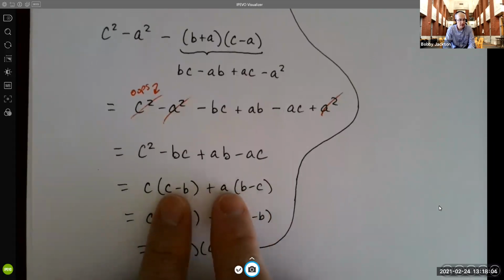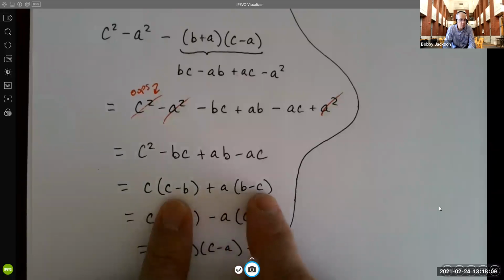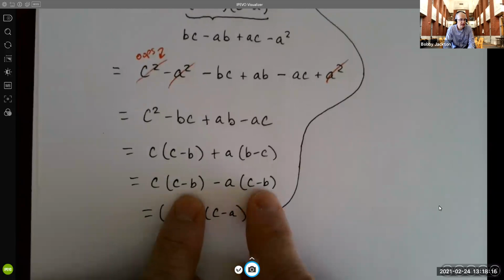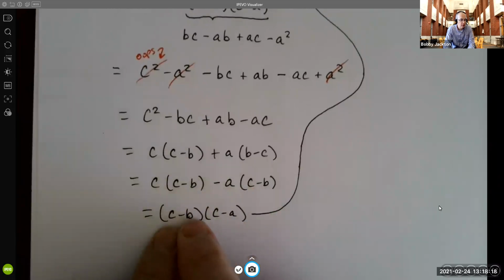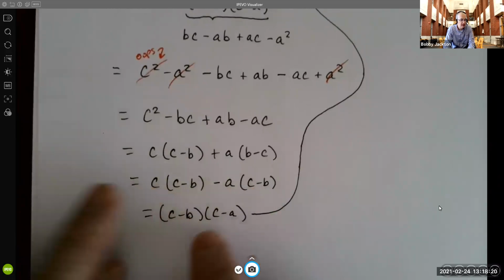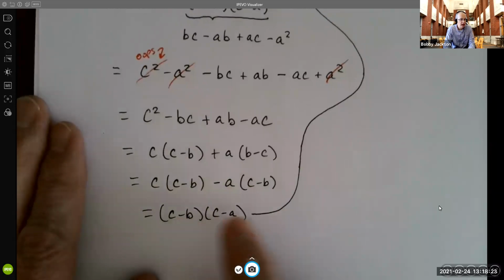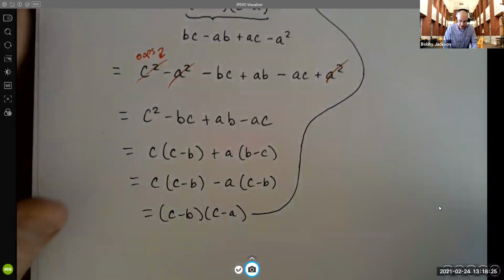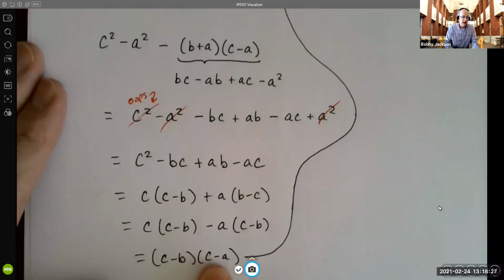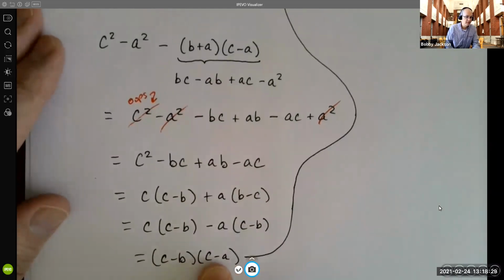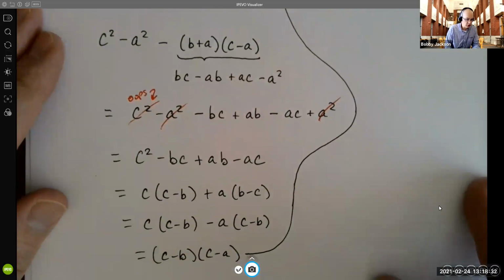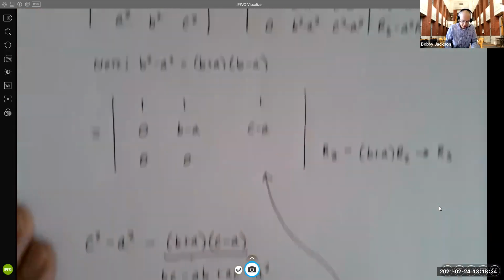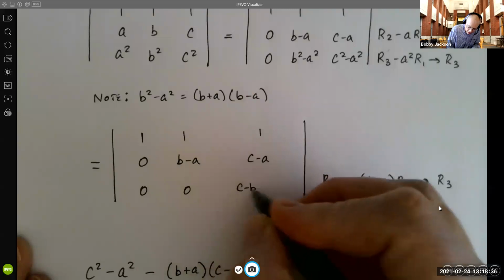So in fact, instead of factoring out a positive A, if I factor out a negative A, I'll be left with negative B plus C. Negative B plus C is the same as C minus B. And so that's what I need to do. Now I've got the C minus B, factor that out of both. What's left? C minus A. So C minus B times C minus A, that is what goes in that lower right entry. So quite a little bit of algebra to do there, right? C minus B times C minus A.